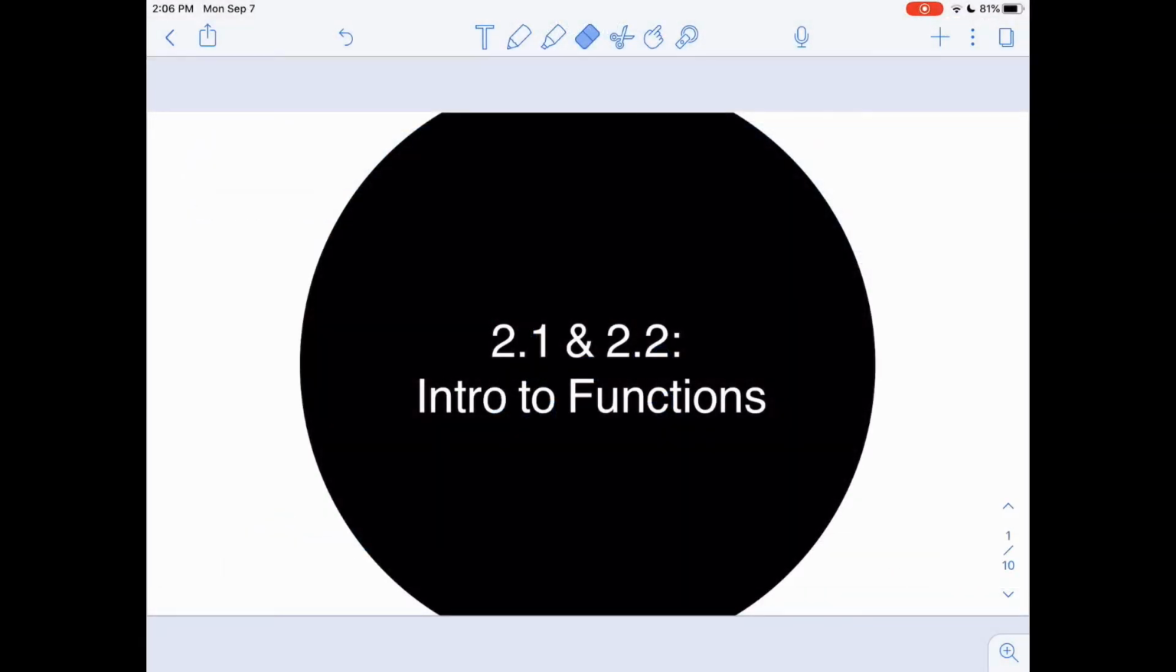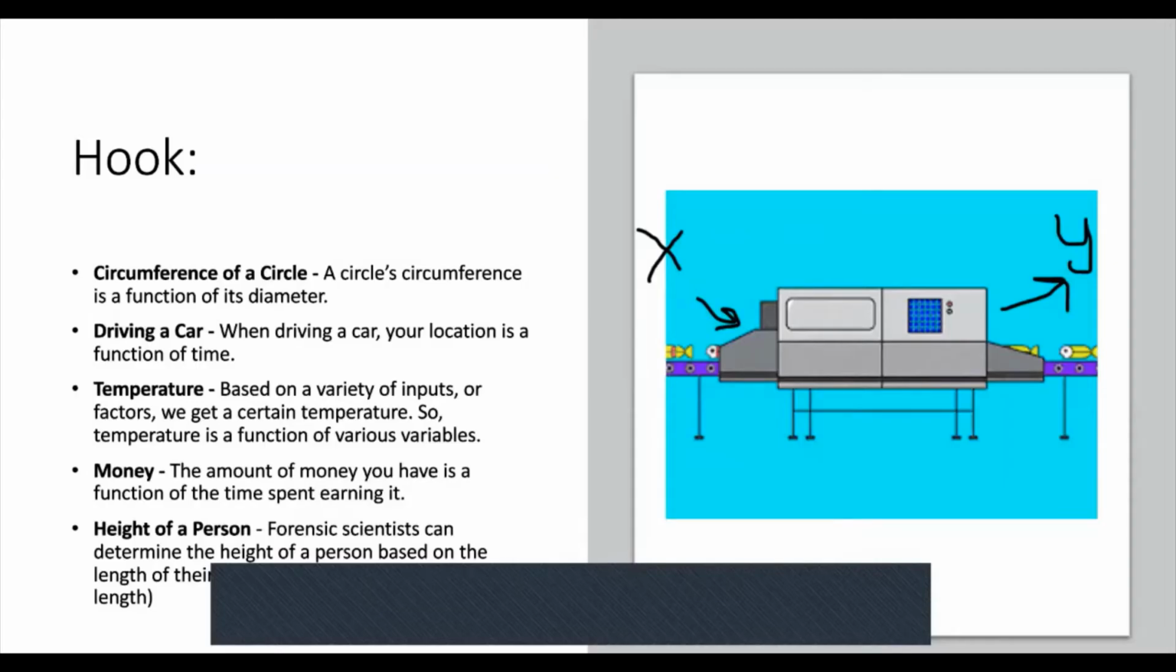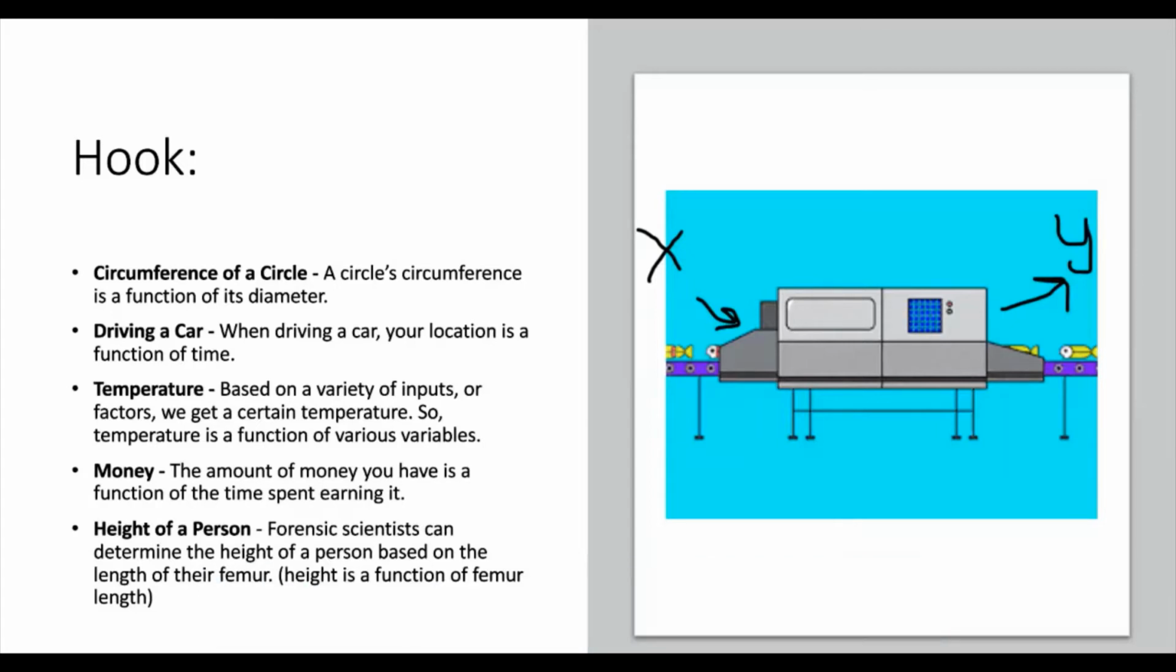Today we're going to learn about functions, how to determine if something is a function, and how to interpret function notation. We are learning about functions because they exist almost everywhere in the real world. A function is basically a machine where you put in an input and get out an output. On the left-hand side, you see some examples of some real-world functions.